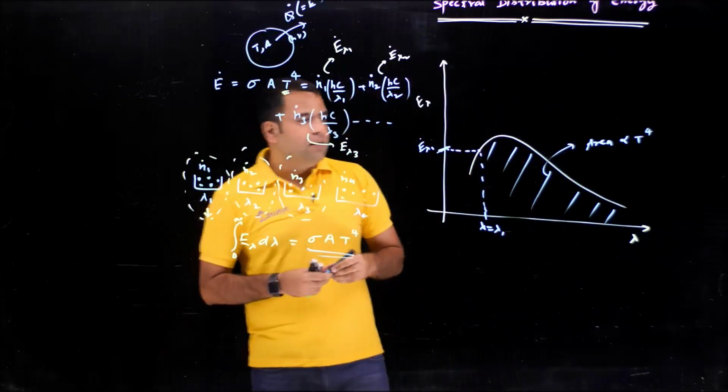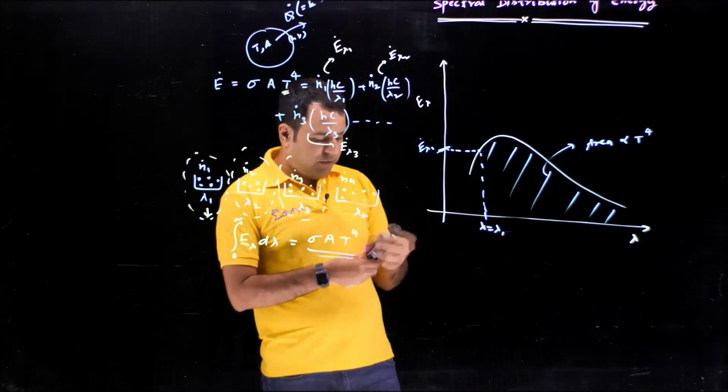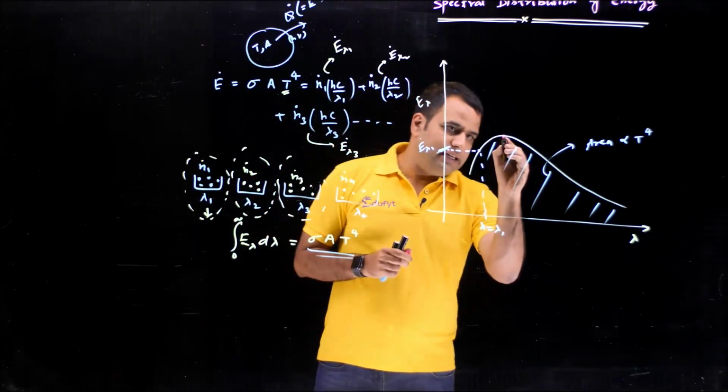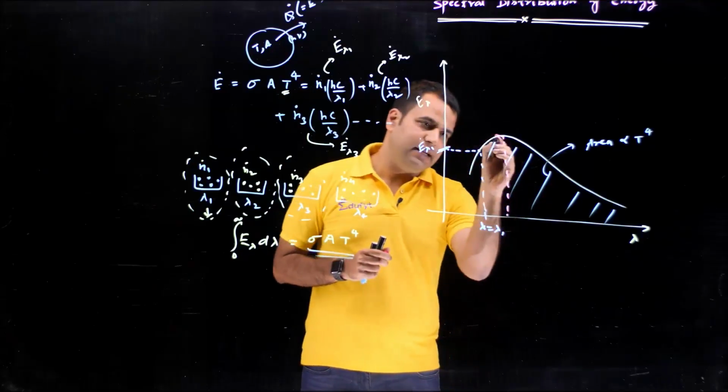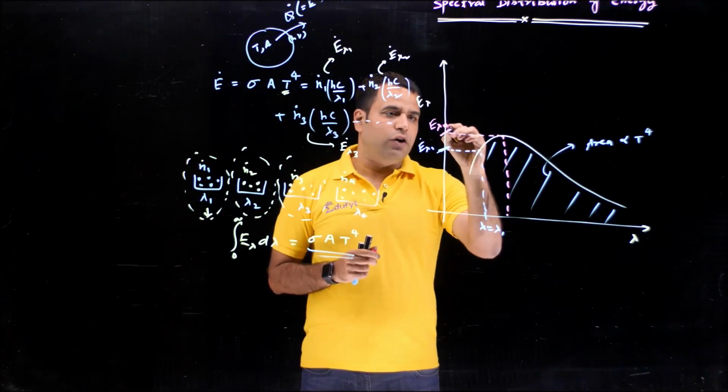So there is one thing in this spectral distribution, that is the area. And there is one more thing we are concerned about, and that is this energy. If you see this energy, this is the maximum possible energy, and we call it lambda m.